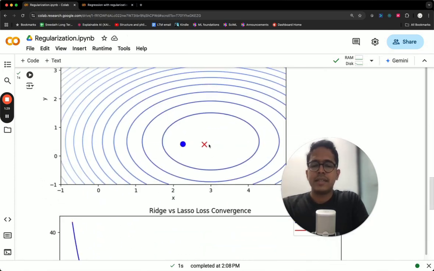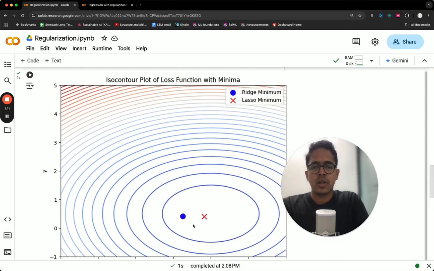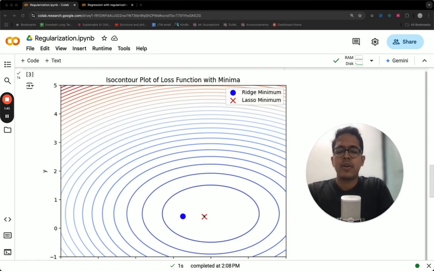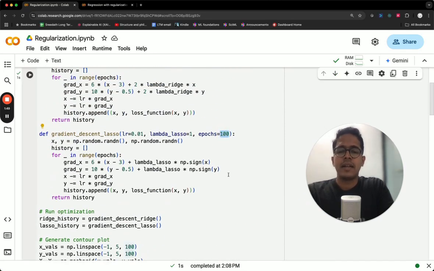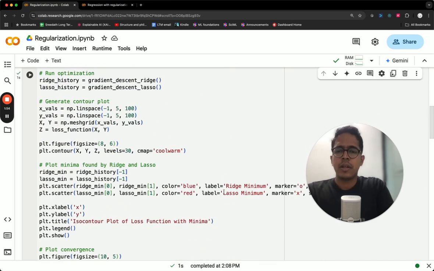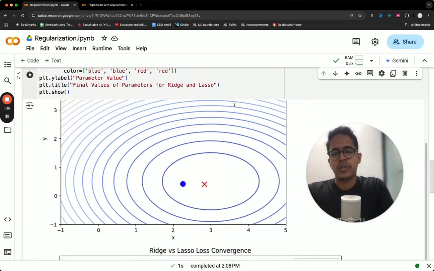Because you can clearly see that one type of regularization ends up giving you one set of x comma y pairs as the optimum value. Another type of regularization, so cross is lasso and blue dot is ridge. You can see that the optimum at the end of your 100 epochs, so 100 epochs means you are running 100 steps in the gradient descent. I'm not going to go into the details of the gradient descent. It's not important for this lecture, but the outcome is different. That's what you should understand.